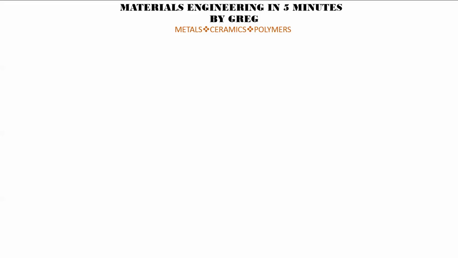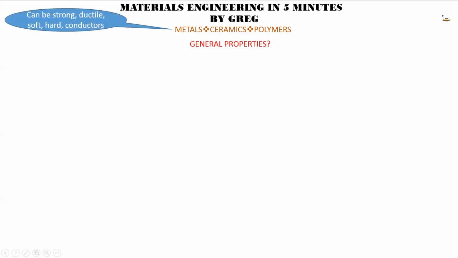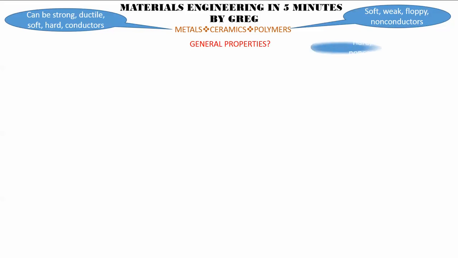We've seen that with materials we can divide them up into three big groups: metals, ceramics and polymers, and we can do that because all the metals have similar properties, all the ceramics have similar properties, and all the polymers have similar properties. For example, metals can be strong, they're usually ductile, they can be soft or hard, but they're good conductors of electricity and heat. Polymers are soft and weak, are floppy, and by that I mean they're not very stiff, and they're non-conductors. And of course our ceramics tend to be hard and brittle and are non-conductors.